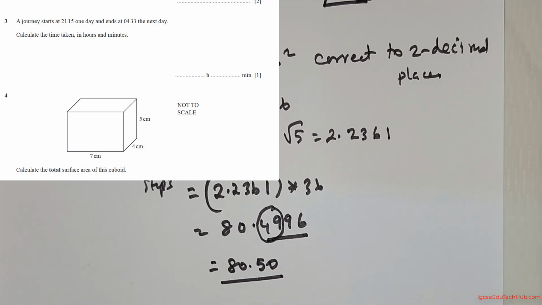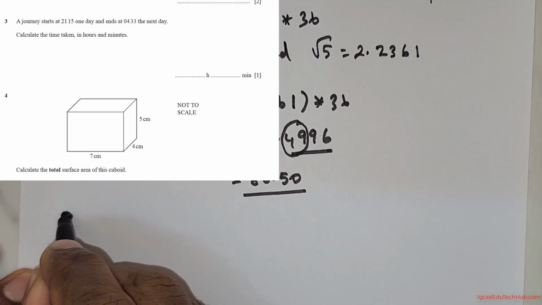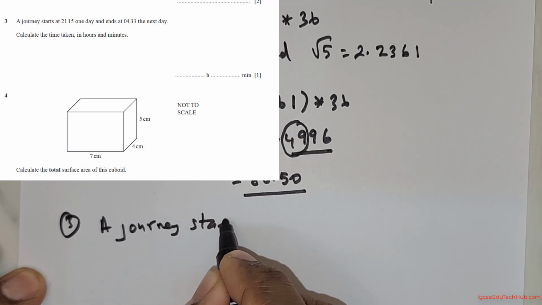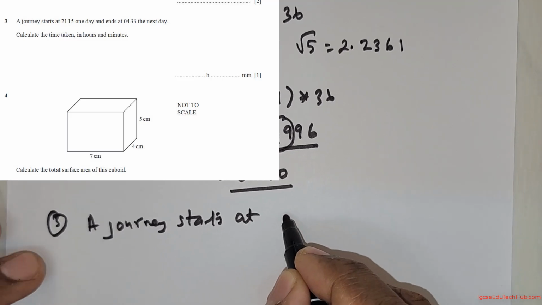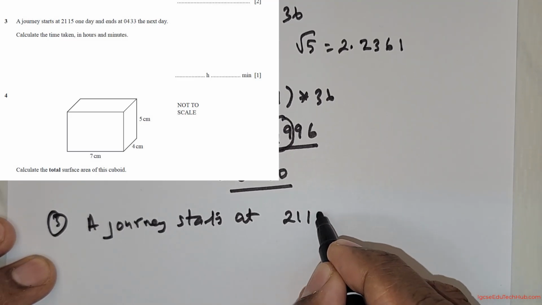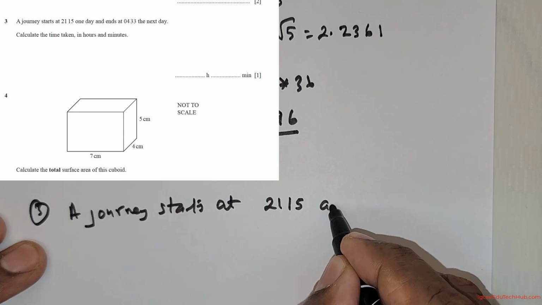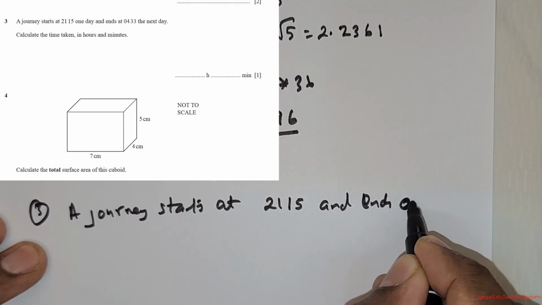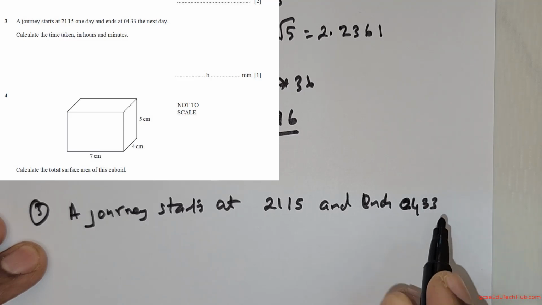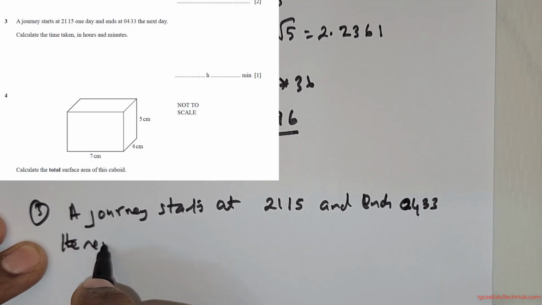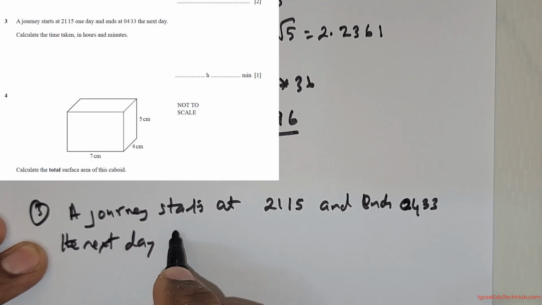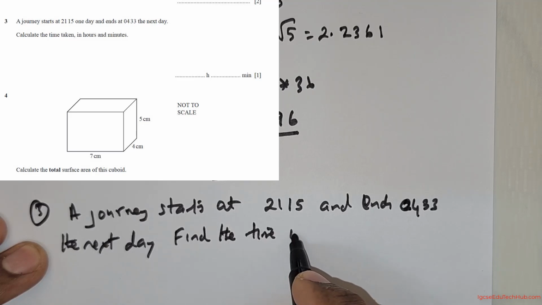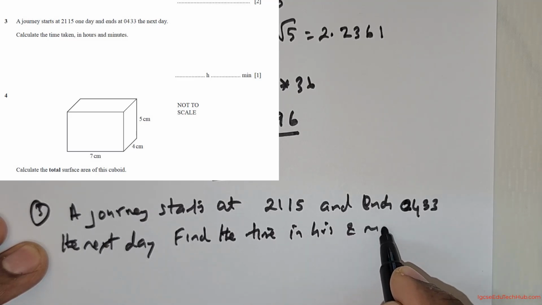And let's move on to the next one. So this is question number 3. Journey starts at 2115 and ends 0433 the next day. Find the time in hours and minutes.